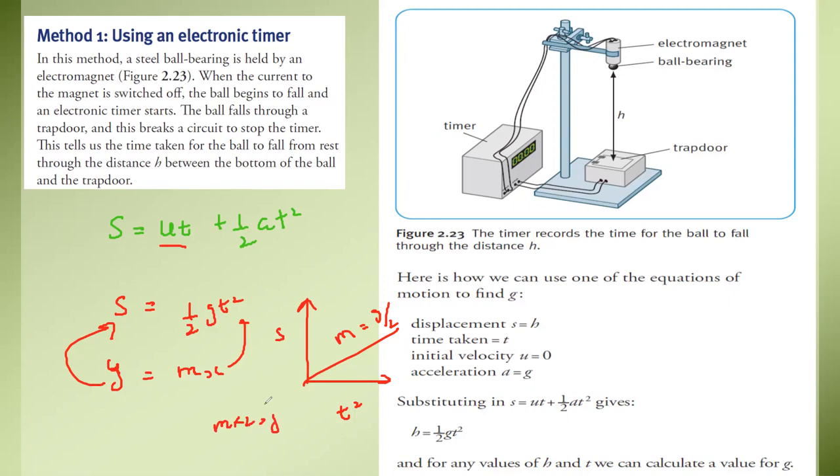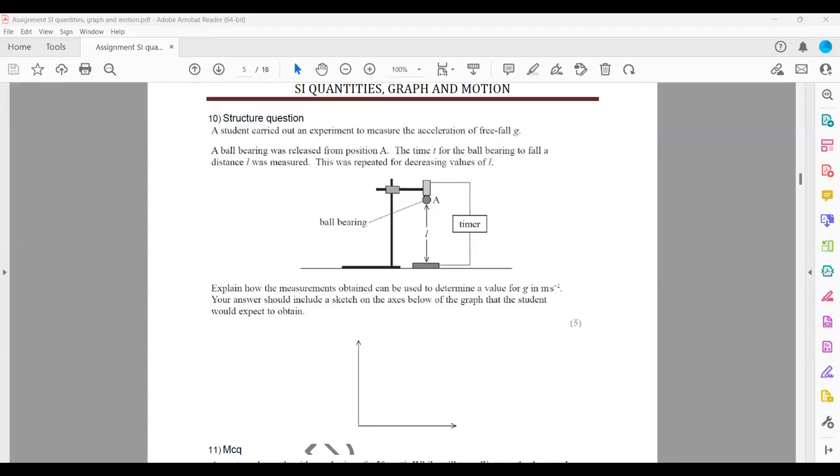So same thing here, you have to write this. Then for the possible sketch, what is the possible graph for this? As we know s versus t square, we'll label this axis s and this axis t square. Because there is no y-intercept, it will be a straight line passing through the origin. And the gradient of this line is equal to g by 2, or gradient times 2 is equal to g.